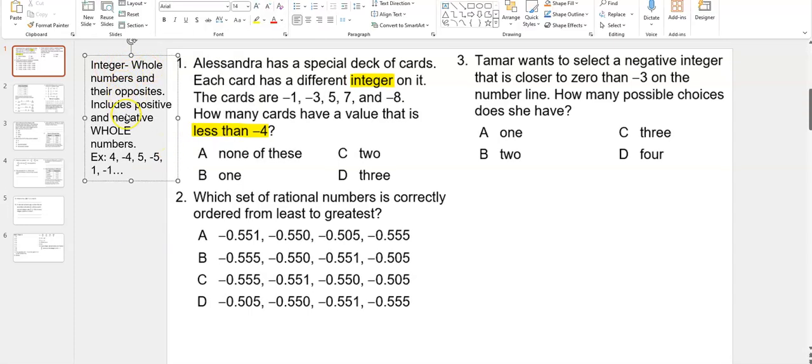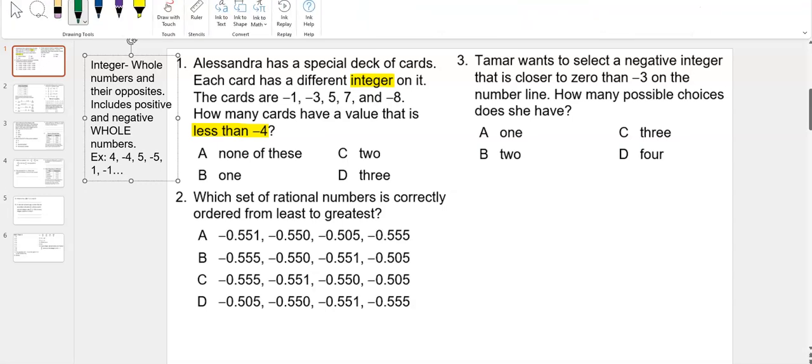So here you can see this. I'd write this down if you don't remember what an integer is. So you've got your whole numbers and their opposites. That includes positive and negative whole numbers. So here are some examples like 4 and -4, 5 and -5, 1 and -1. So all of the numbers listed here are integers, so we actually don't need to worry about that right now. What we need to do is make sure we know what numbers are less than -4.